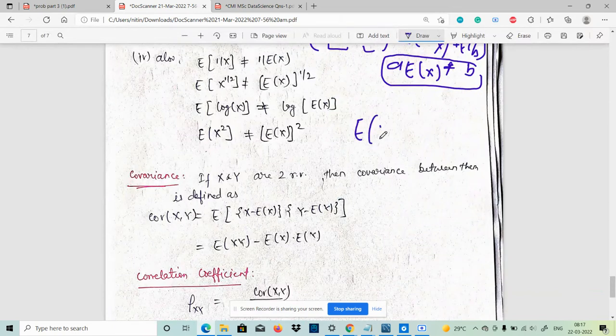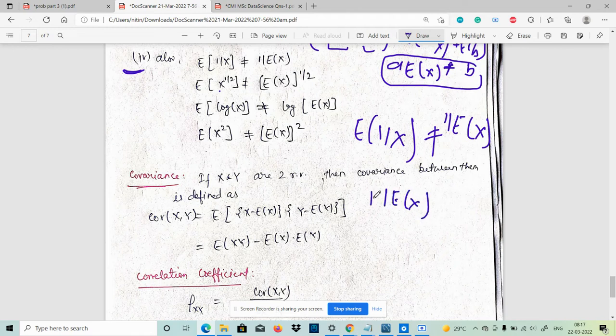So expectation of 1 by x is an entirely different thing, and 1 by expectation of x is an entirely different thing. So these both are not equal. You should not consider that if you want to find expectation of 1 by x, you just find expectation of x and divide 1 by it. That is not the correct thing. These both are not correct.